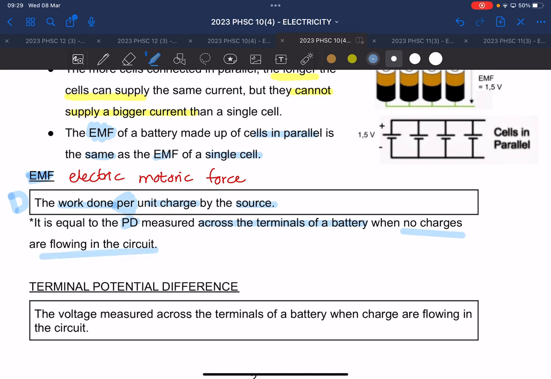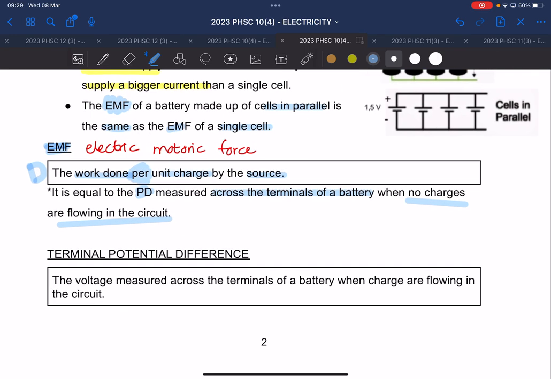So when your circuit is open and you measure the volts over the sides of the battery, what volts do you get? Okay. Then what is terminal potential difference? That is the voltage measured across the terminals of the battery when charge is flowing through the circuit. So EMF is when there's no charge going through it, and terminal potential difference is when charge is flowing through it. But ma'am, isn't it the same thing? In grade 12, it's not the same thing.